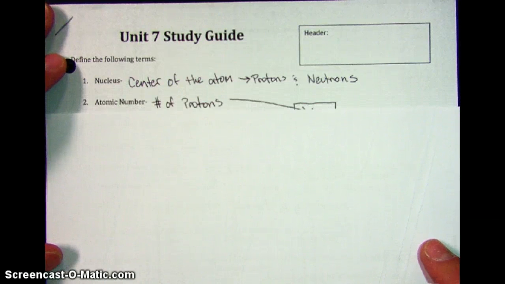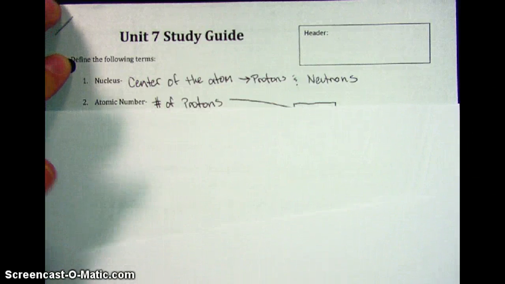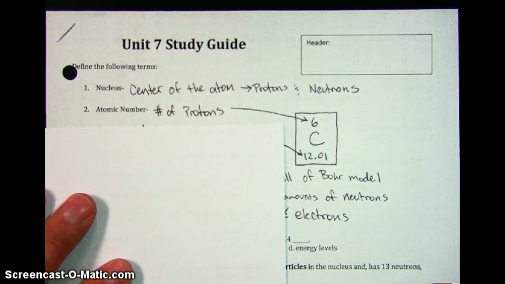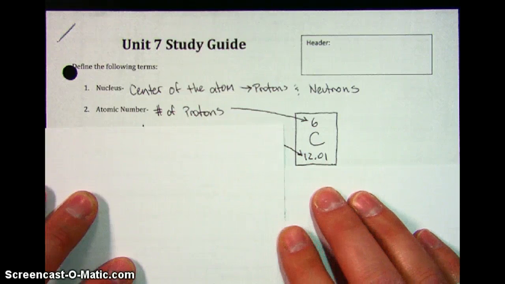Number 2, atomic number is the number of protons, and the place where you will find that on the periodic table looks like this. It's the number on the top. In this case, for carbon, the atomic number is 6.